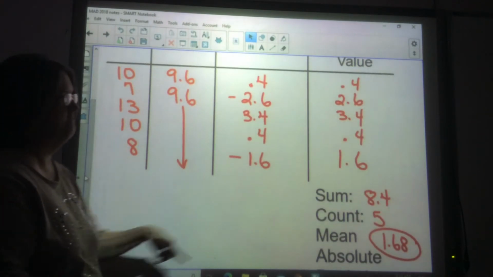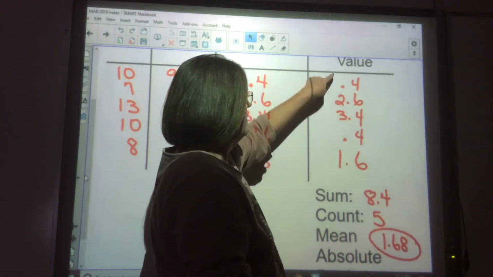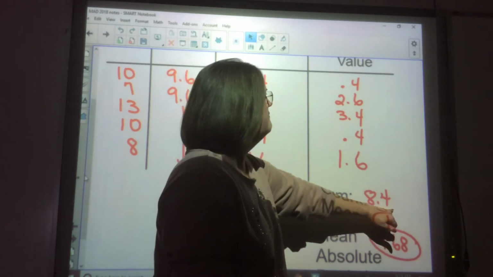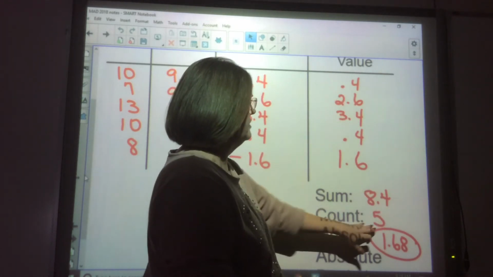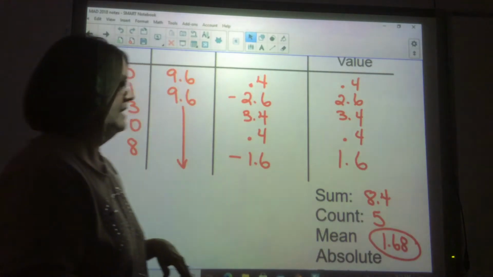and remember we do not want negative values, so what you do is just write the positive values down here. You add all of these up, that gives you a sum of 8.4. There's 5 pieces of data, you divide by 5, the mean absolute deviation is 1.68.